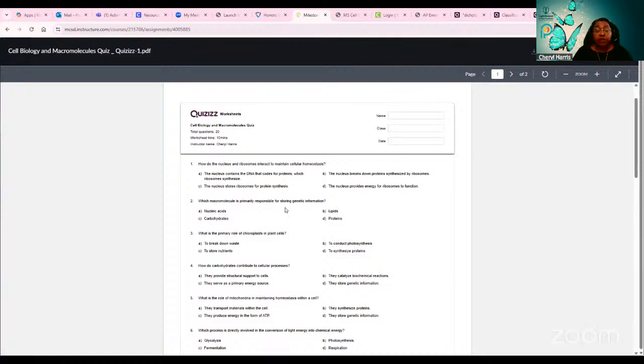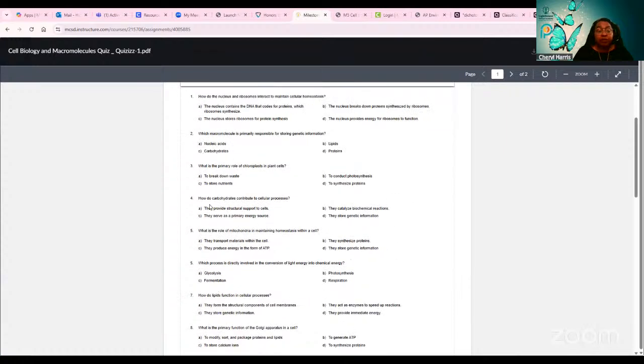So you have your chart of all your macromolecules. And the one that's primary for storing genetic information are your nucleic acids. Those are part of the DNA. The primary role for chloroplasts in the plant cell is to conduct photosynthesis. And we just talked about that with the equation. And number 4, how do carbohydrates contribute to the process? They serve as the primary source of energy.